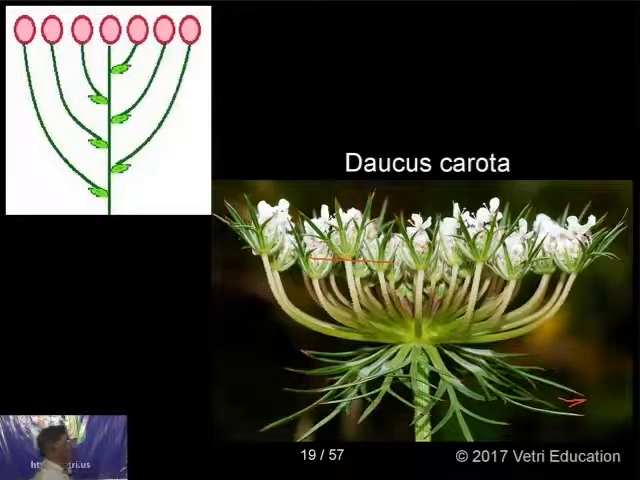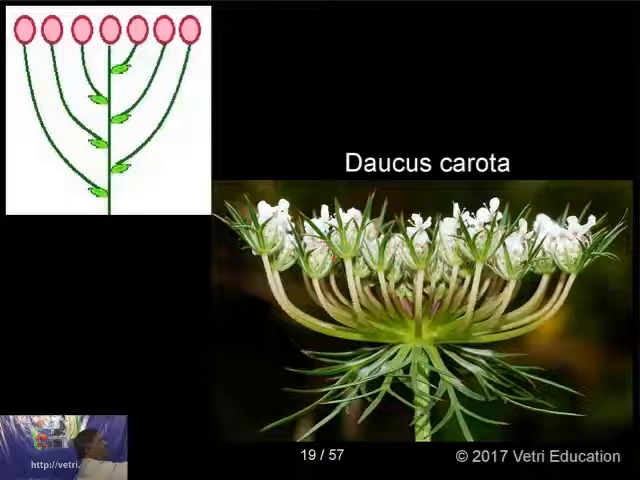So look here, these are bracteate and pedicellate flowers. Lower flowers have long pedicels and upper flowers have short pedicels, so that all the flowers come to the same level. The original diagram is here, Daucus carota. There you can find the lower flowers having long peduncles and pedicels, and the top flowers having short pedicels, so that all the flowers are coming to the same level.